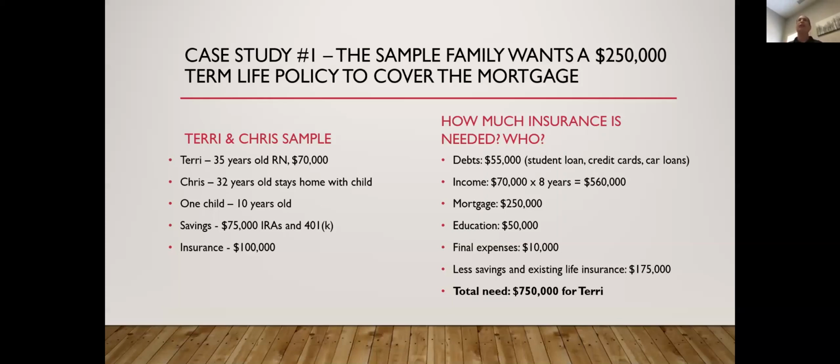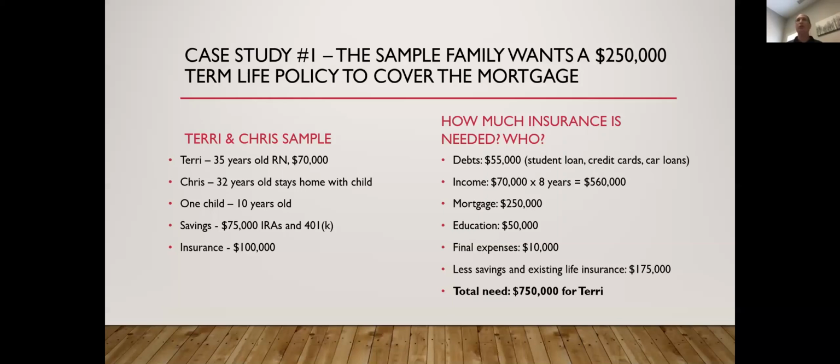If something happened to Terry, there'd be enough income for Chris for the next 8 years to get them through the elementary, middle school, high school years. Their desire is to pay off their $250,000 mortgage, and then we just want to pick an education. Let's say they want to go to a state school. It's a little bit reasonable.